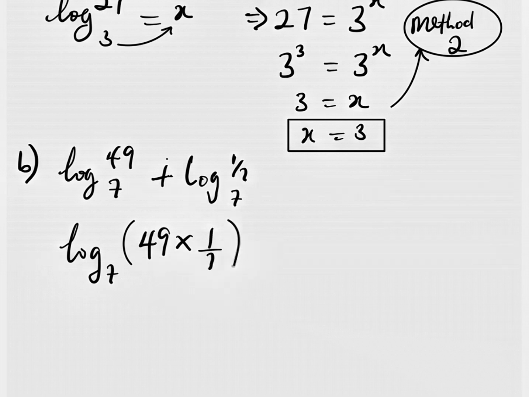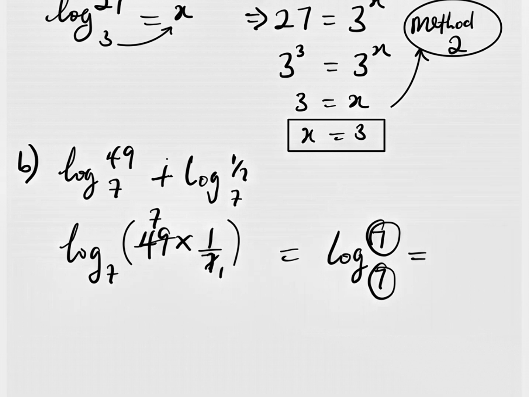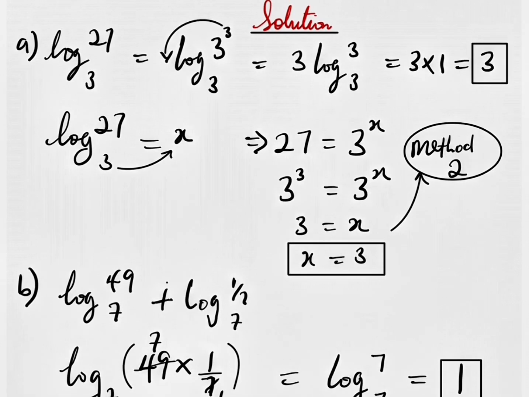And from the parentheses, 7 is a common factor. 7 in 7 1 time, 7 in 49 7 times. So we are left with log 7 base 7. But remember I told you that when the argument and the base are the same, it gives us 1. Log 7 base 7 is 1. So 3 and 1 are the answers to question number 4.